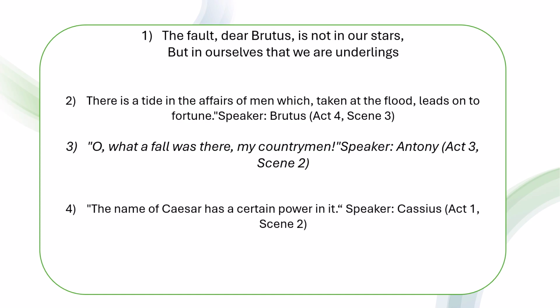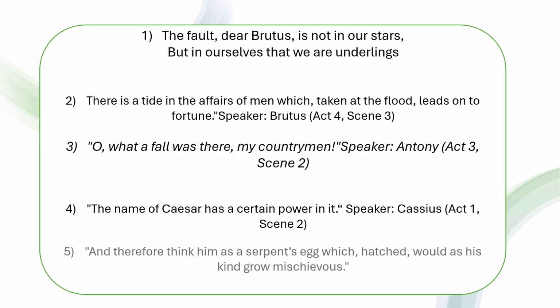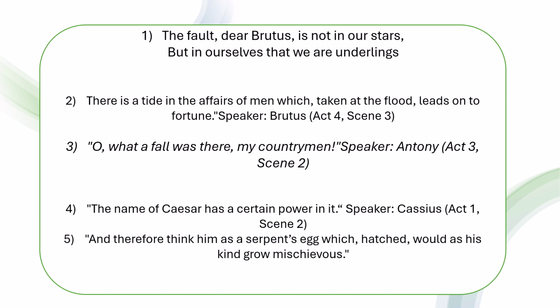Number 4. The name of Caesar has a certain power in it, and that speaker is Cassius in Act 1, Scene 2. And number 5. And therefore think of him as a serpent's egg, which hatched, would as his kind grow mischievous. And this is a fantastic quotation to use. Think about the religious imagery that's been used here. It's a very common technique that Shakespeare uses, and definitely an important one when you're thinking about character analysis.